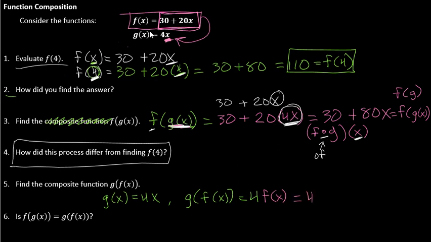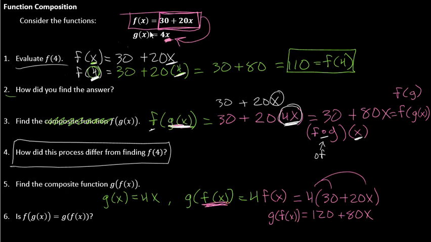Which is equal to 4 times 30 plus 20x. Now we're going to distribute, and that's going to give me 120. Oops, yeah, no, that's right. 120 plus 80x, and that would be g of f of x. Okay, and again, all I did was take f of x, right? I took f of x and threw it right here in place of the x.